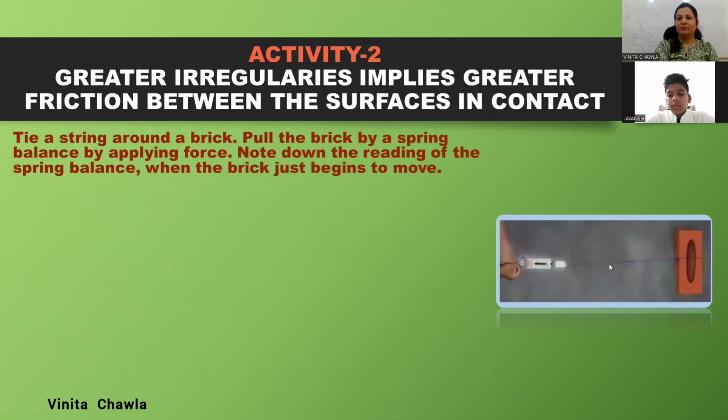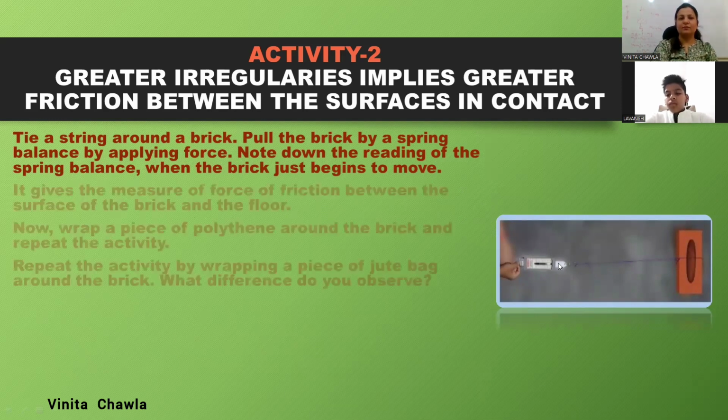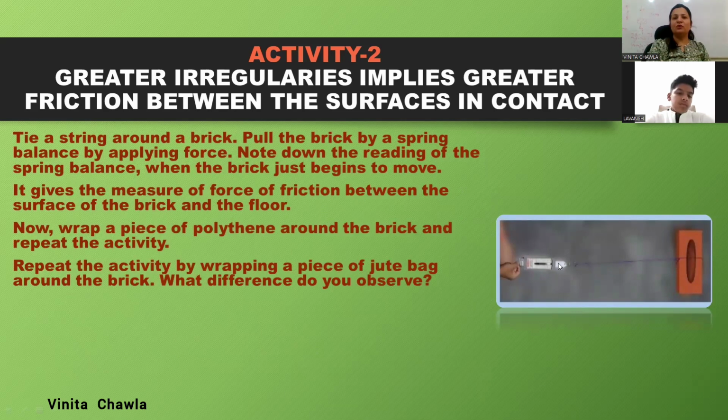Now we are pulling the brick with the spring balance by applying force. We are applying force in this direction to move the brick. And we will note the reading on the spring balance when the brick just begins to move. It gives the measure of the force of friction between the surface of the brick and the floor. So in this way, we can find the force of friction between the brick and the floor.